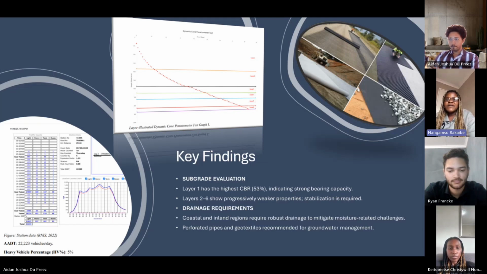The subgrade soils in this region vary from sandy soils near the coast to clayey soils further inland. Sandy soils tend to have a good permeability but low bearing capacity, meaning they can become unstable under heavy loads. These areas might need reinforcement using lime or cement to enhance their load-bearing capacity. They also have clayey soils, which are expansive and can shrink or expand depending on the moisture content.